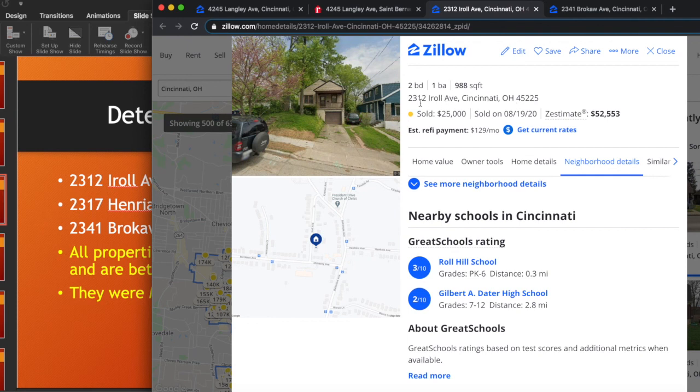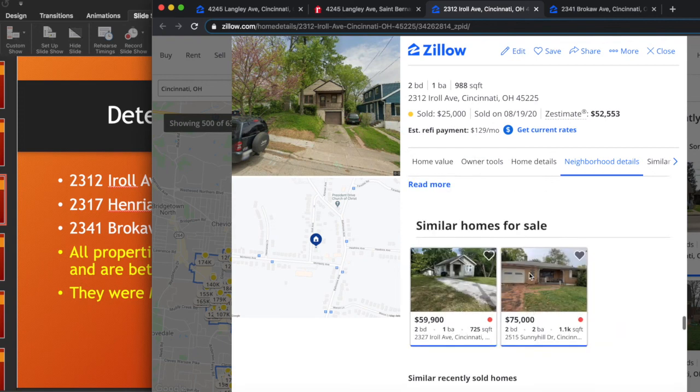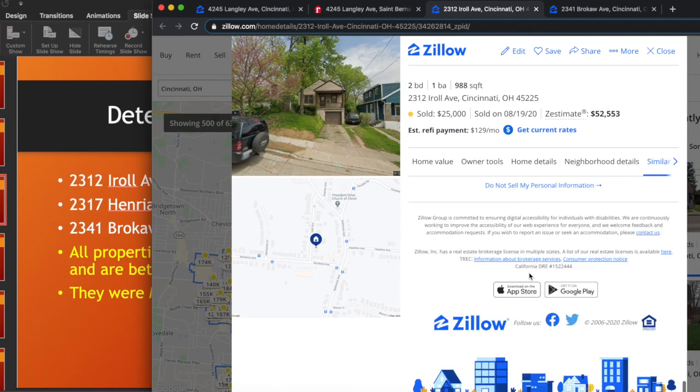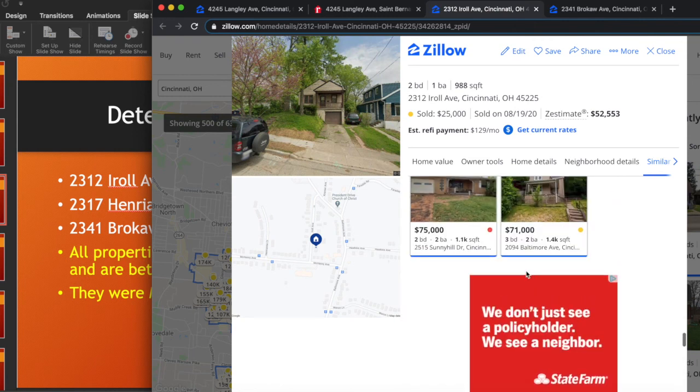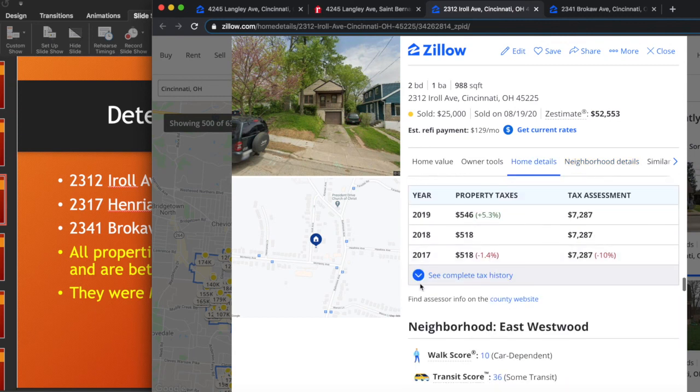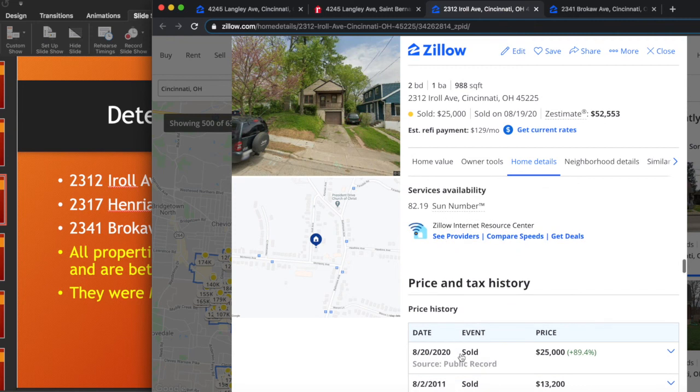As we see, we have 2312 Irol, sold back in August for $25,000. We know that this property was not listed on the market because it does not say anything in the overview section. It would say a listing or describe the property. This one just sold, public record.